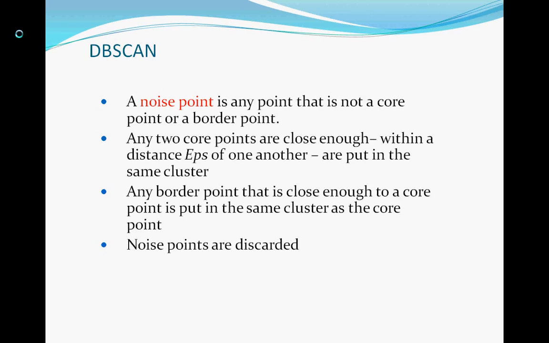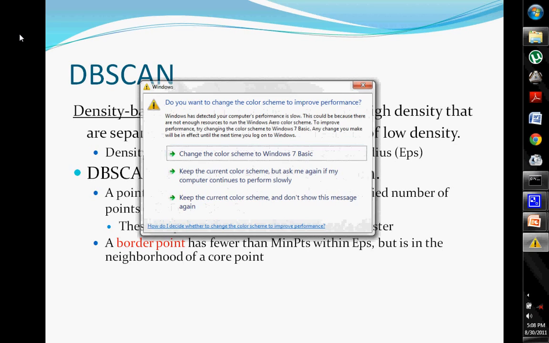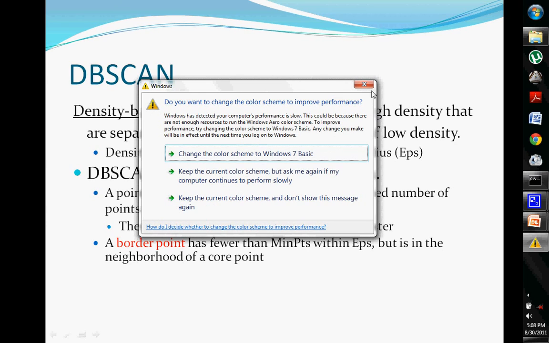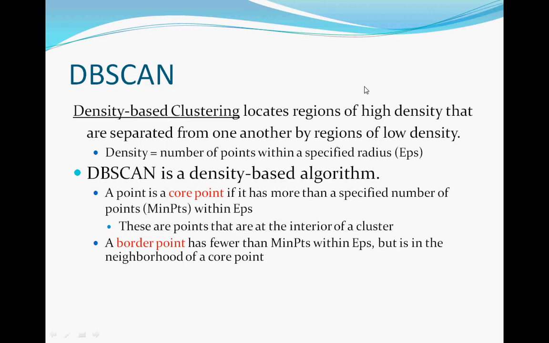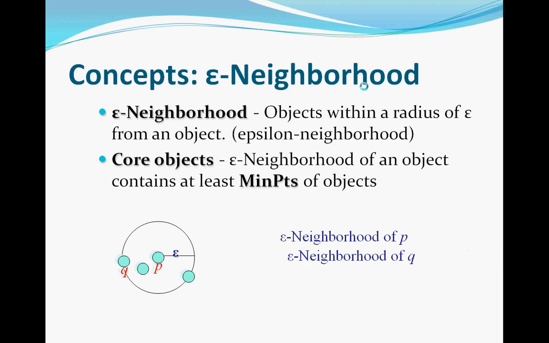Density-based spatial clustering of applications with noise is a density-based clustering algorithm. There are a few keywords in this, like noise points, border points, core points, min points, epsilon neighborhood. Noise points are the points which have not been included in the clusters. Border points are the points which happen to be on the border of the cluster. A point is a core point if it has more than a specified number of min points within epsilon radius. Epsilon radius is a given value by the user. The neighborhood within an epsilon radius of an object is called the epsilon neighborhood of the object.